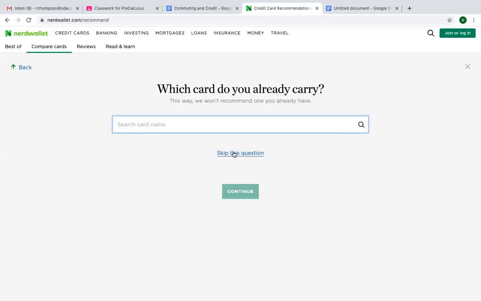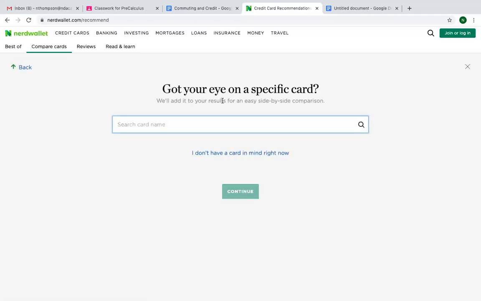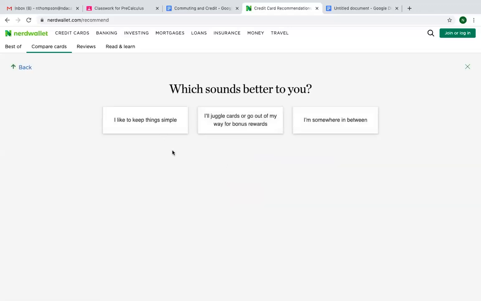If you don't already carry a credit card, then skip this question. Do you have your eye on a specific card? Maybe you really like the Capital One ads or something like that, or maybe you just don't know anything about credit cards. Regardless, you can click I don't have a card in mind right now. Pick which thing sounds better for you. Personally, I like to keep things simple.